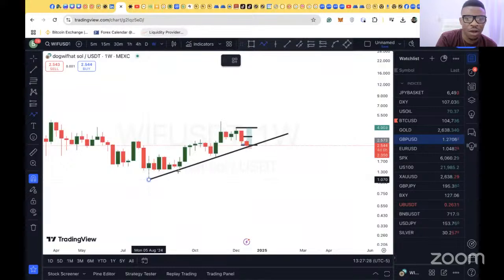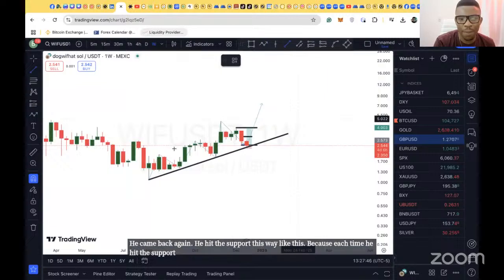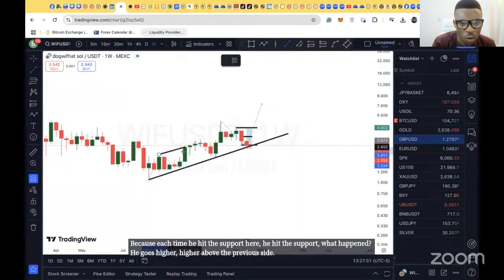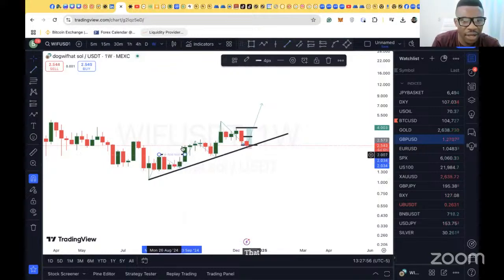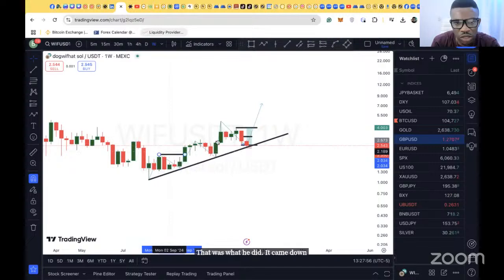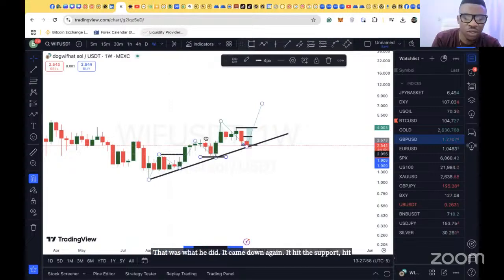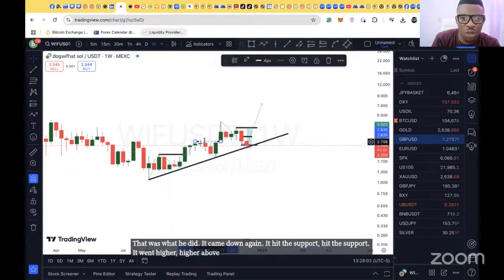the support, which is called a trend line. It went up, it came back again, it hit the support this way like this. Because each time it hit the support here, what happened? It goes higher, above the previous high it went before. That was what it did. It came down again, it hit the support, it went higher above the previous high it went before.